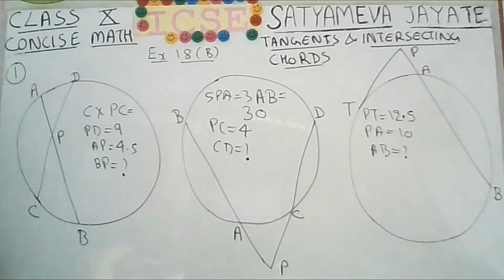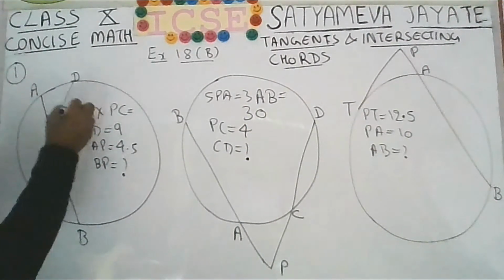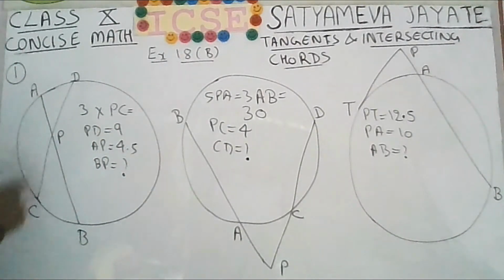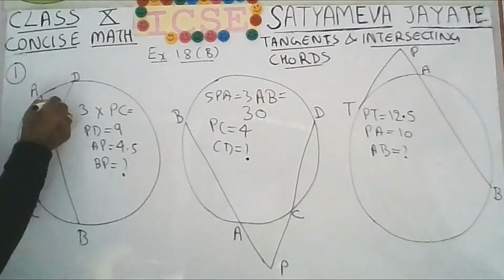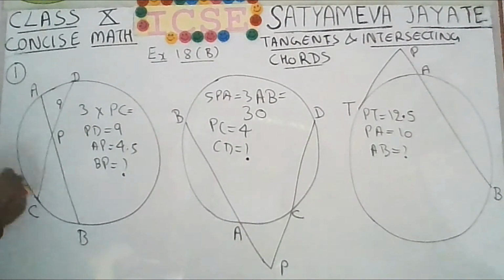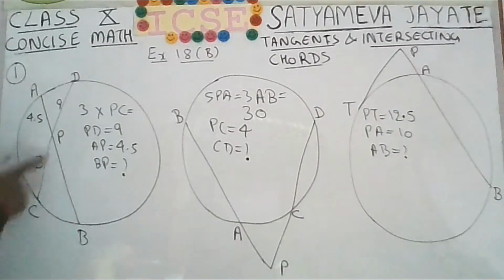So what has been given? For the first problem, here, sorry, this is not C, it is 3. 3 times PC is equal to PD is equal to 9. That means this PD is equal to 9, and CP will be 9 by 3. So CP will be 3. Then you have AP 4.5. So this is AP 4.5. And we have to find the BP.